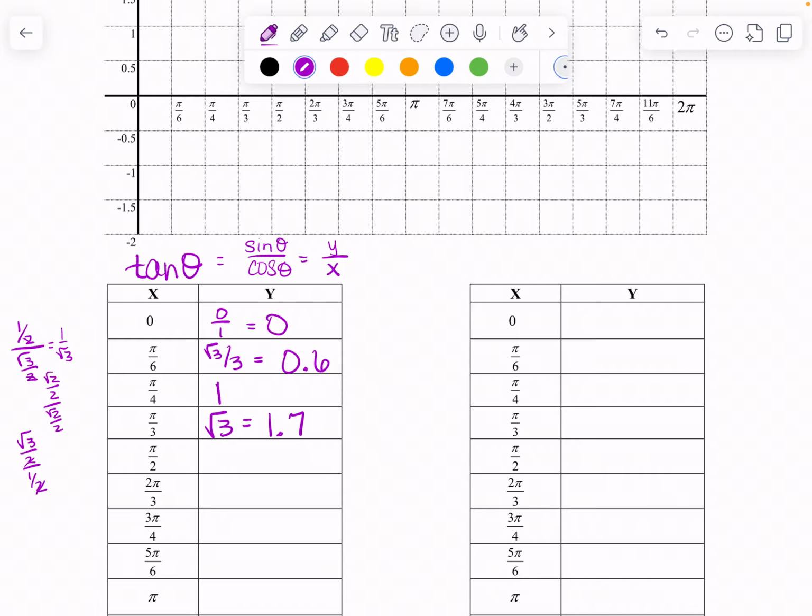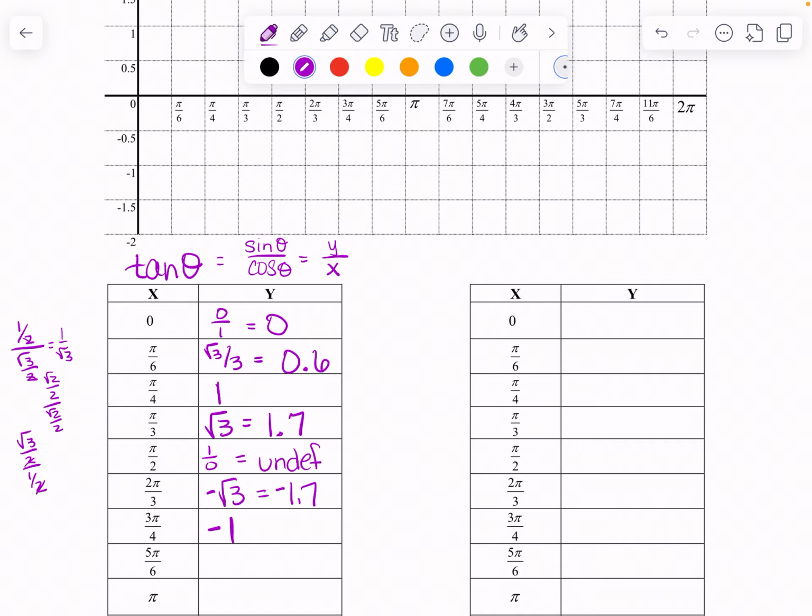All right, pi over 2. That guy's undefined. All right. 2 pi over 3, that's this guy again, but negative. So he's negative root 3. So negative 1.7. 3 pi over 4, one's positive, one's negative. So any of those pi over 4s, we're going to get a value of 1.